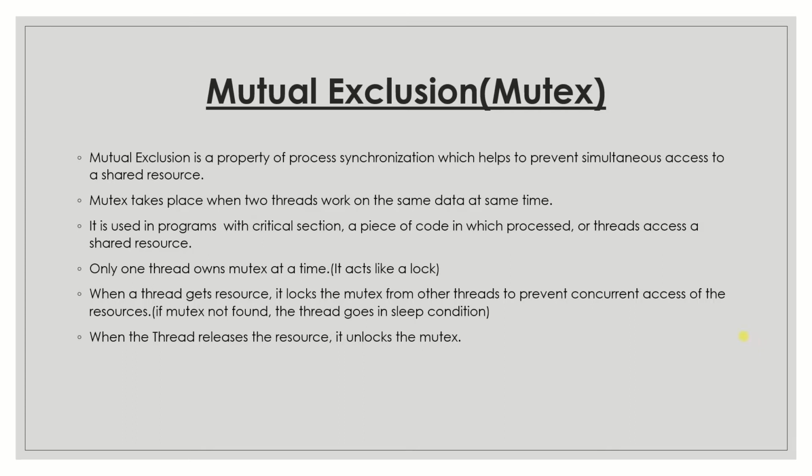So when a thread gets a resource, it locks the mutex from other threads to prevent concurrent access of the resource. So it acts as a lock and is the most basic synchronization tool. When a thread tries to acquire a mutex, it gains the mutex, but if it's not available, the thread goes to sleep condition.